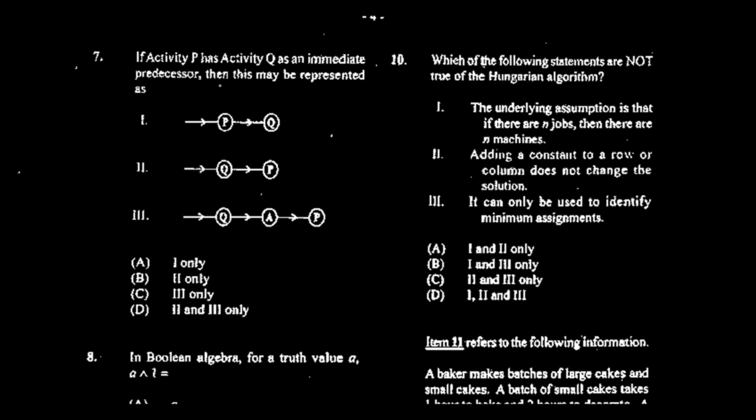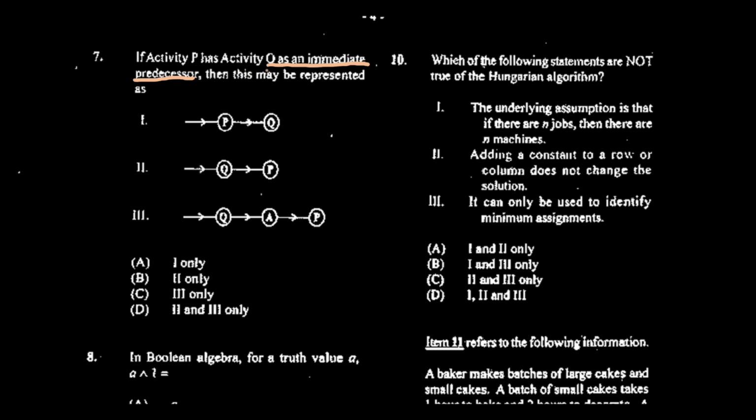Alright, so this question says, if activity P has activity Q as an immediate predecessor, then this may be represented as... So what we're saying is, Q is an immediate predecessor, okay? So that must mean that Q had this job before it was given to P. So Q had this job before it was given to P. Pre meaning that it comes before. So Q has to come before. Think of it like preschool. Before you go to primary school, we call it preschool. So Q is the immediate predecessor of P.